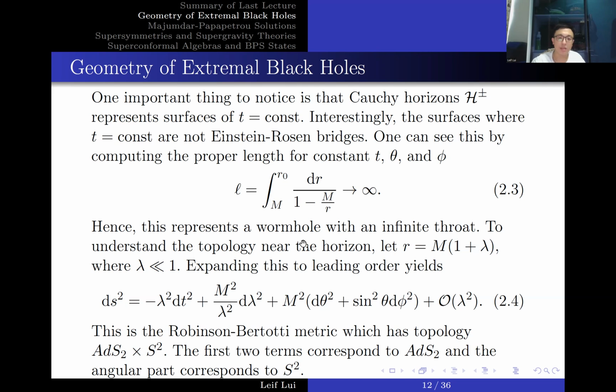And by doing this, we obtain the following metric, where we have these two parts and this part, and we have some higher order terms in lambda. And this is called the Robinson-Bertotti metric. And this has topology AdS2 cross S2, where AdS2 means two-dimensional anti-de Sitter space, and S2 is the metric for a two-sphere.